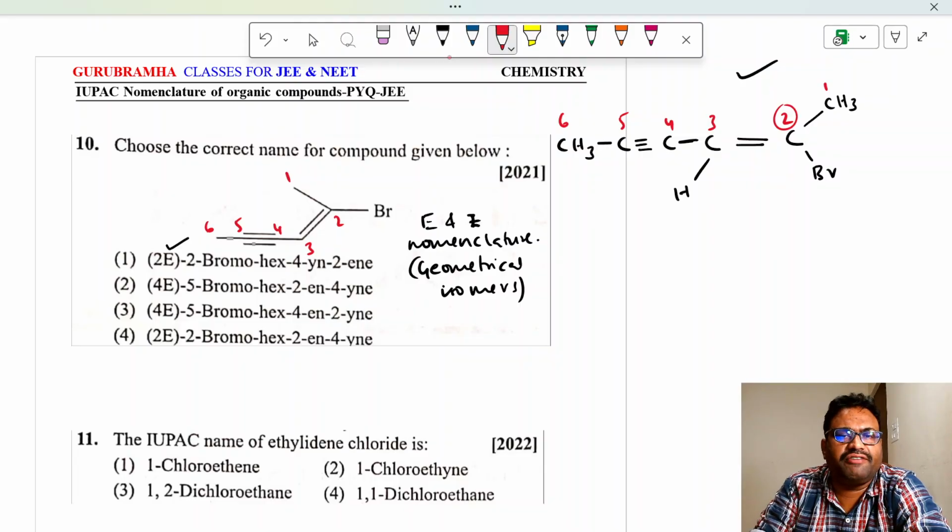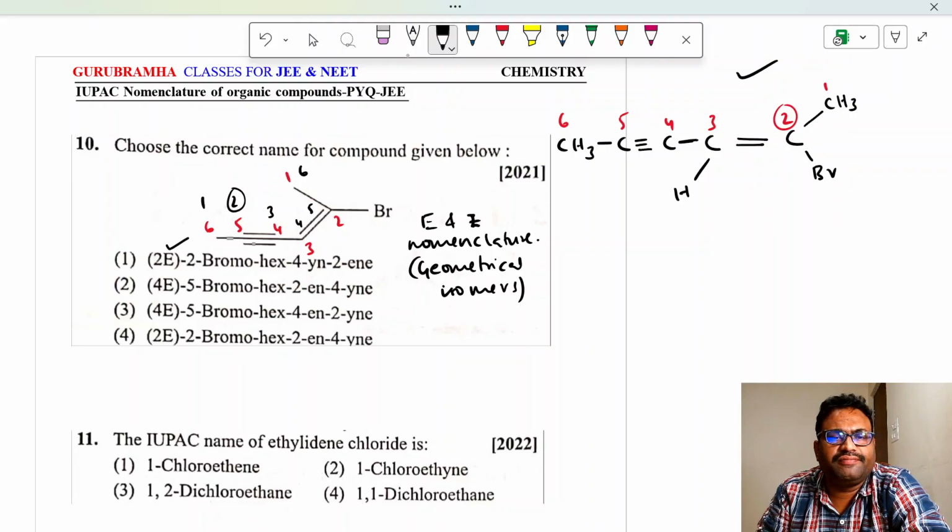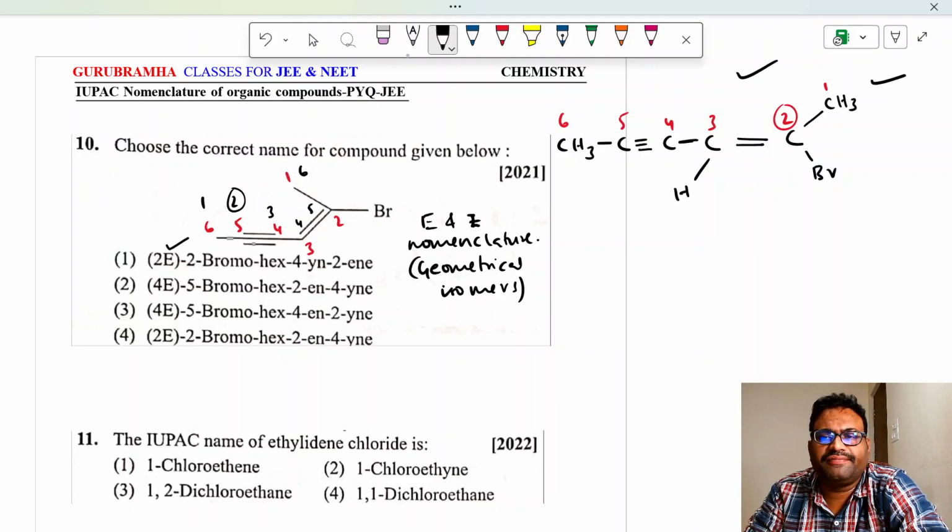But if you start from here, 1, 2, 3, 4, 5, 6, then at the second position you can find the triple bond, but there is no substituent. And among double bond and triple bond, if they occupy similar positions, we already studied that we have to write according to alphabetical order. Okay, so this will be the correct numbering. And this is the correct numbering.